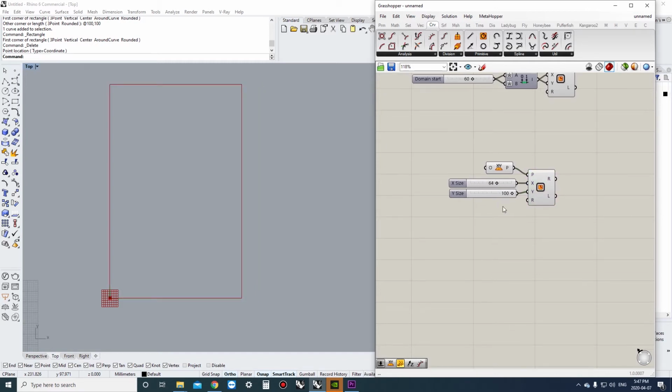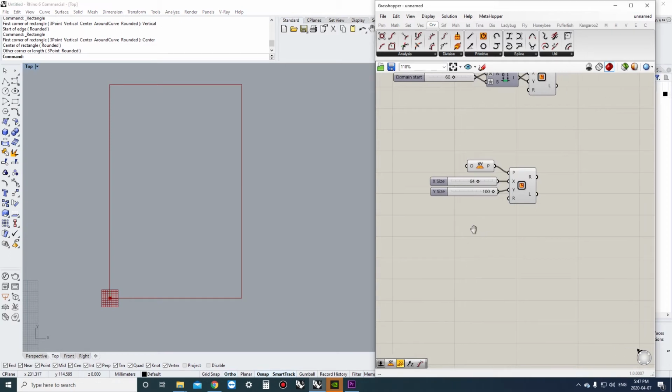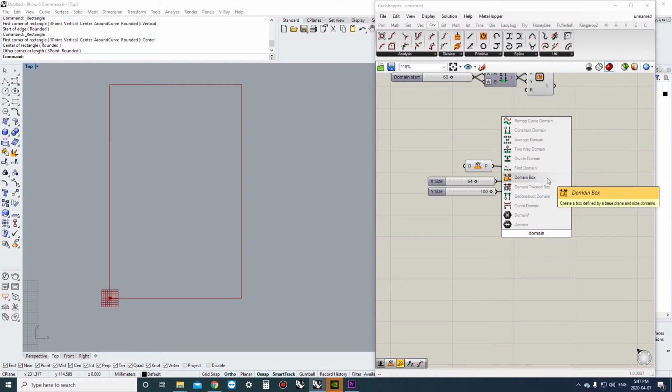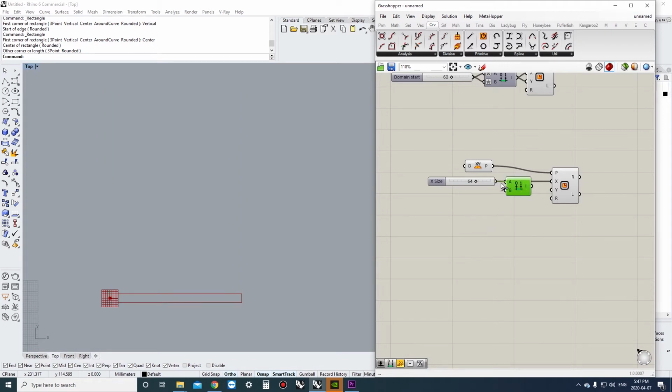But let's say we want to make a square from center, like we would in Rhino. Well, let's use a domain to do this. We can build a domain, construct domain, and let's make a square first. So let's just delete that. Plug the slider into both the start and the finish of the domain, and plug that domain into the X and the Y of the rectangle.